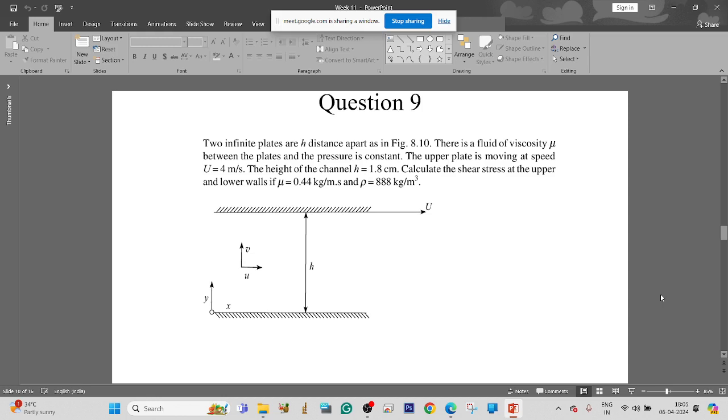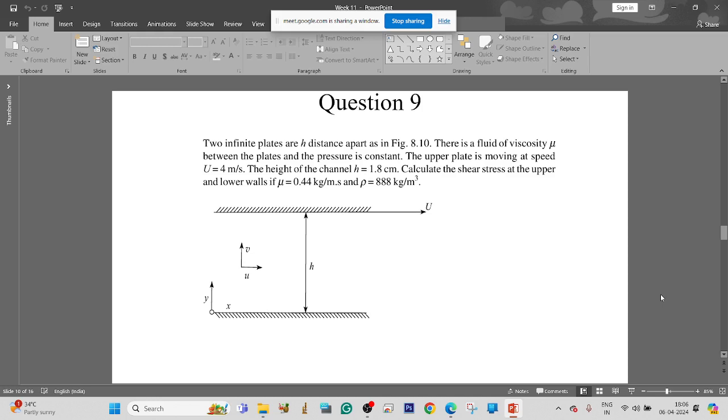So tau is equal to mu du/dy, and u at any y is given as U y/h. So the shear stress at the two walls is of equal magnitude. Therefore, tau is equal to mu du/dy, which is mu U/h. So this is equal to 0.44 multiplied by 4 upon 1.8/100. So this will be 97.8 Pascal.